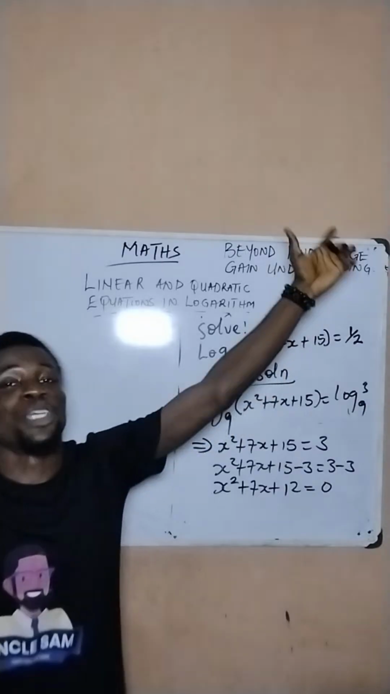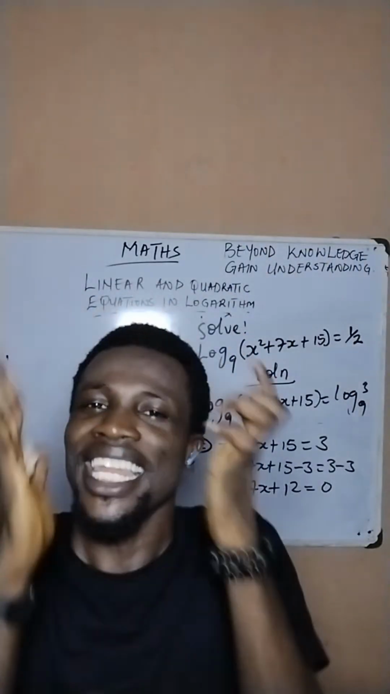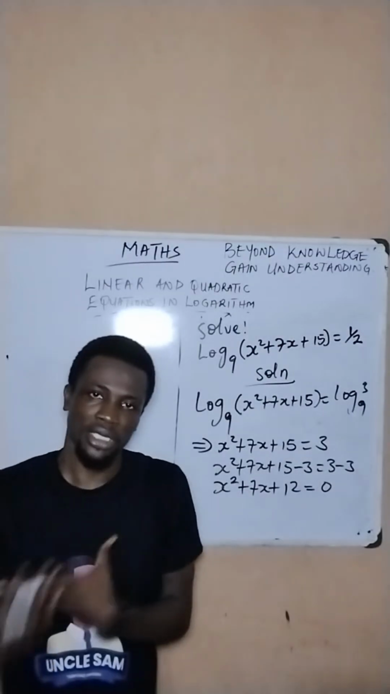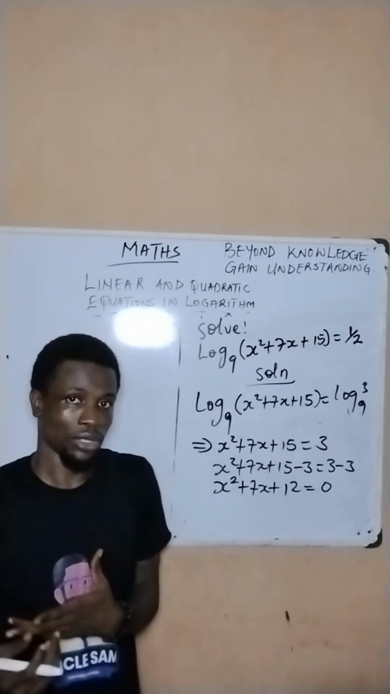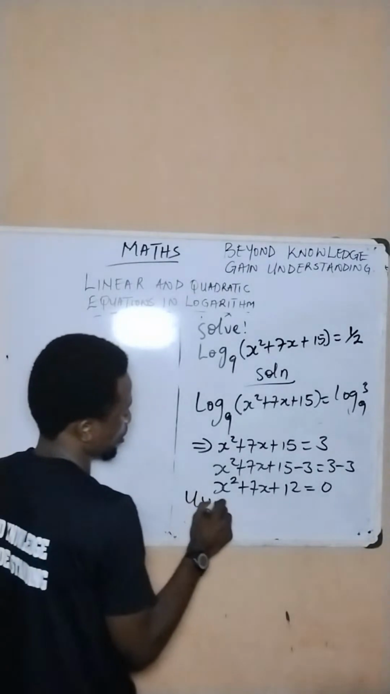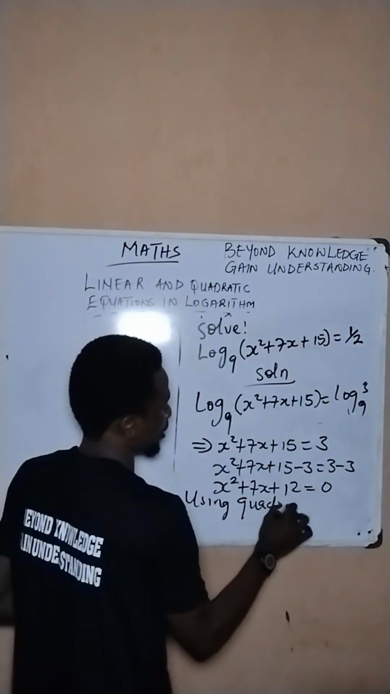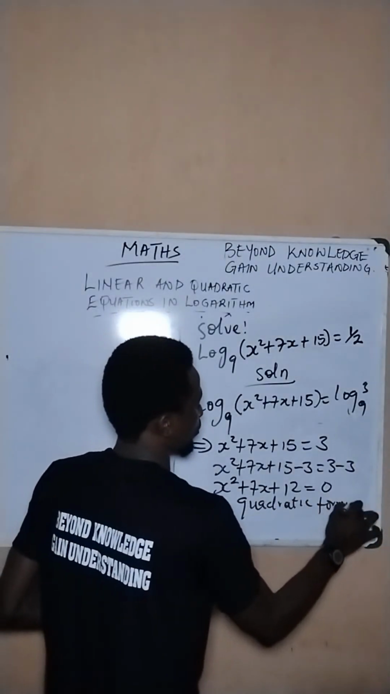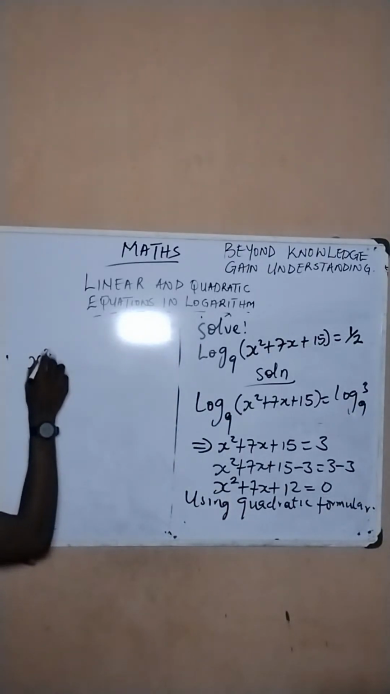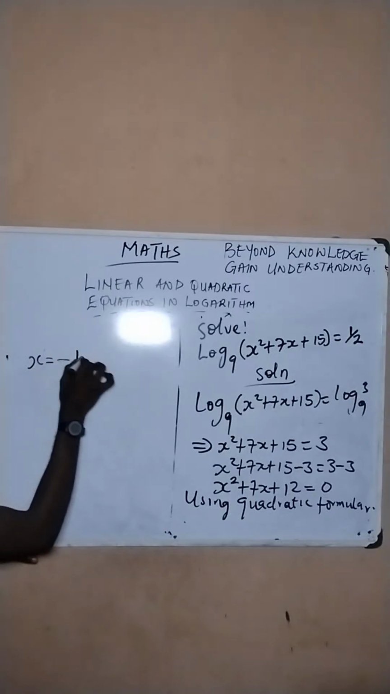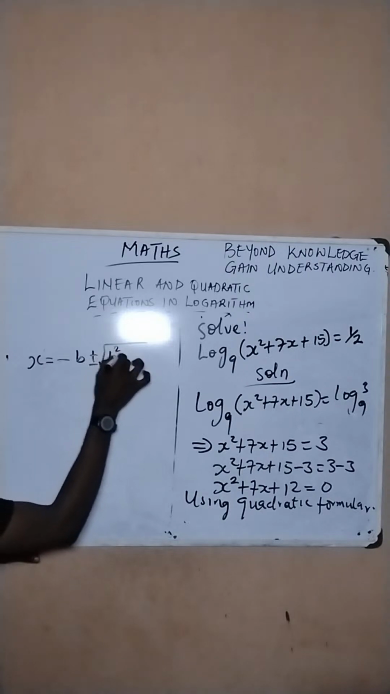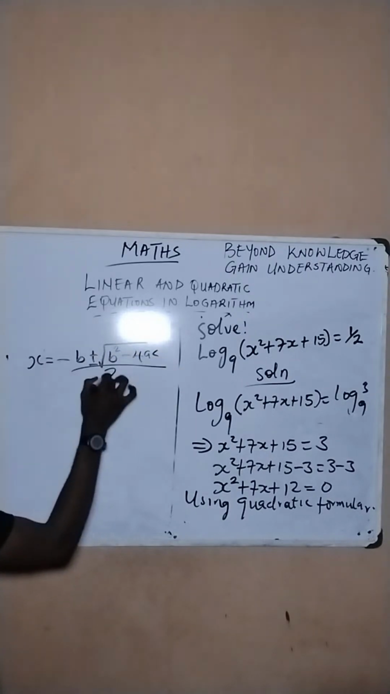We now have a quadratic equation. Let us get right into it and solve. I'm still going to use the factorization method, although there are other methods you can use. Maybe I can use the quadratic formula. Let's use the quadratic formula to solve. The quadratic formula tells us that x is equal to negative b plus or minus the square root of b squared minus 4ac, all over 2a.